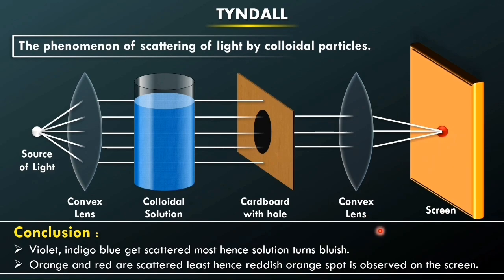So this experiment helps us to understand why the sky appears blue and why the sun appears red during sunrise or sunset. Okay students, so we are almost done with this chapter.